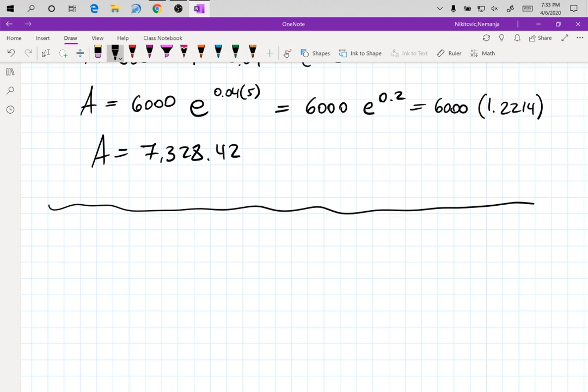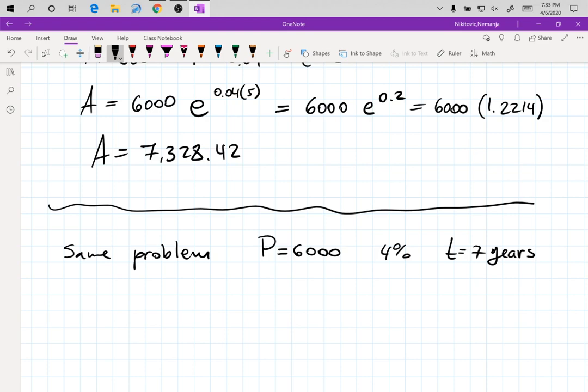Aha. Let's check that. Let's have the same problem of you borrowing 6K at 4%, but this time 7 years to pay it off, right?